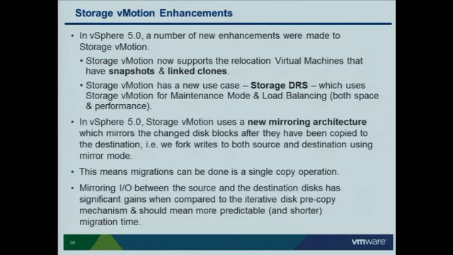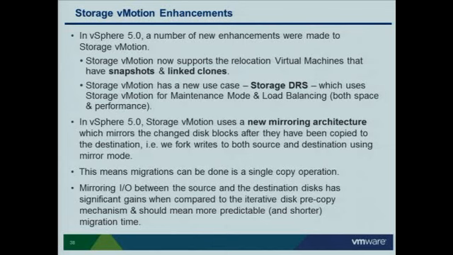In vSphere 5, what we've done is we've added the ability to do snapshots, virtual machines with snapshots, as well as linked clones. For anybody that had a linked clone and they storage vMotioned it either by accident or on purpose, what you got in the end was a full virtual machine. It was no longer a linked clone. So we've now added the ability to do that.